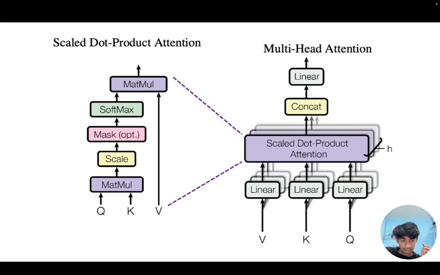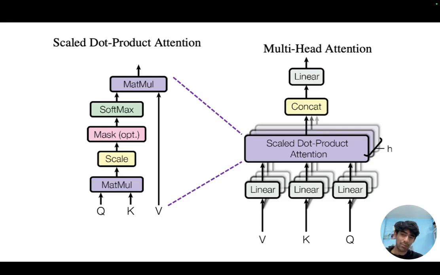We have the value, key, and query. Then we have the linear concatenation at the end, and in between we have the scaled dot product. The whole concept relies on this small architecture, which we think is the main core of the whole transformer architecture. It is the multiplication formula of attention, where you take the softmax at the end and then do the matrix multiplication.